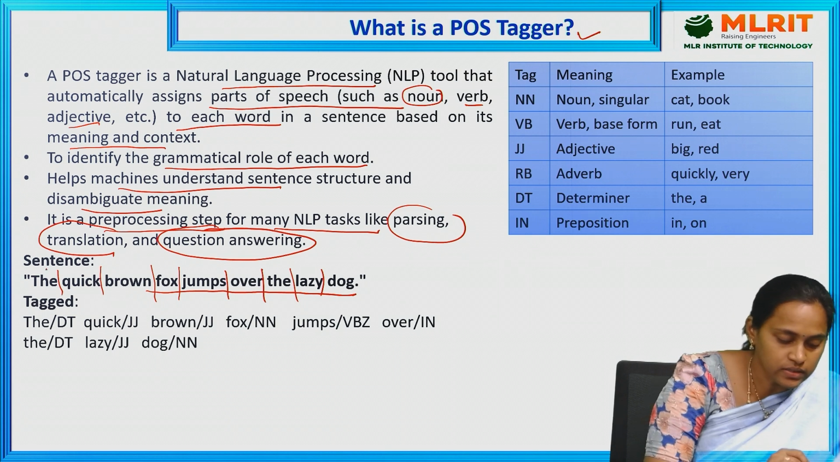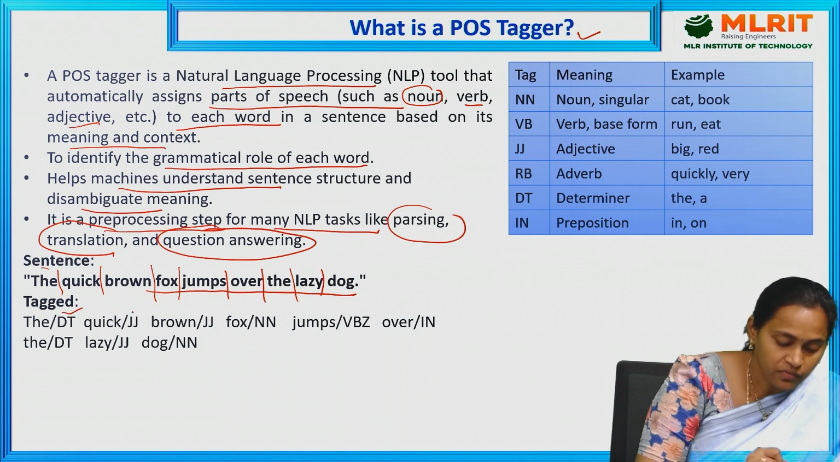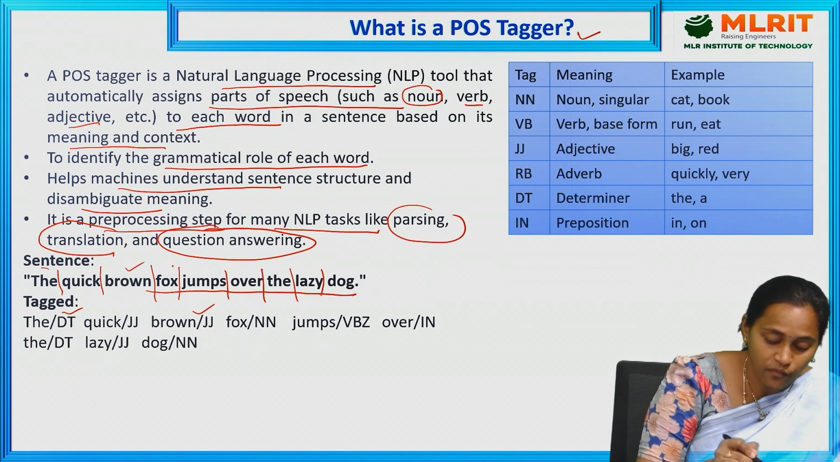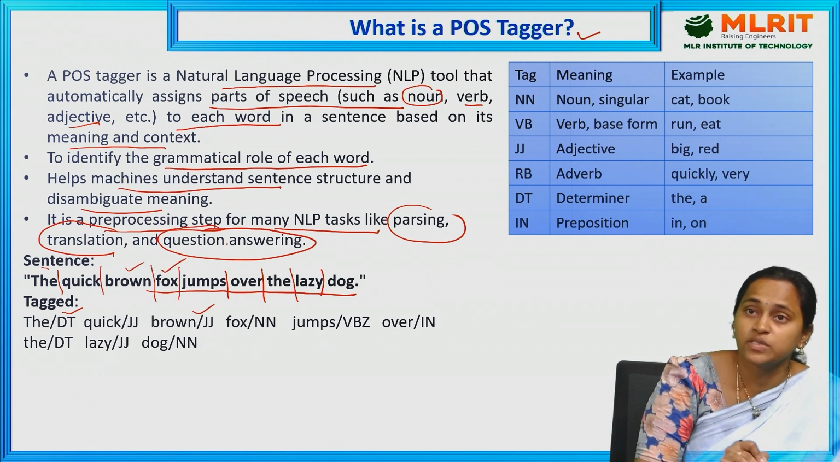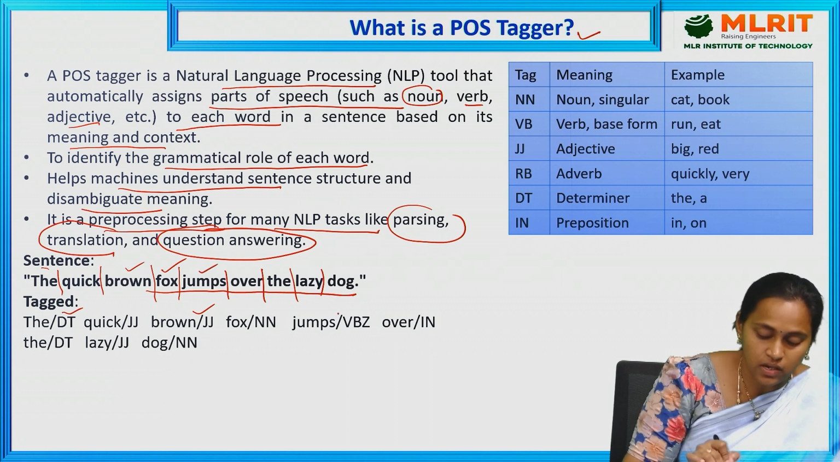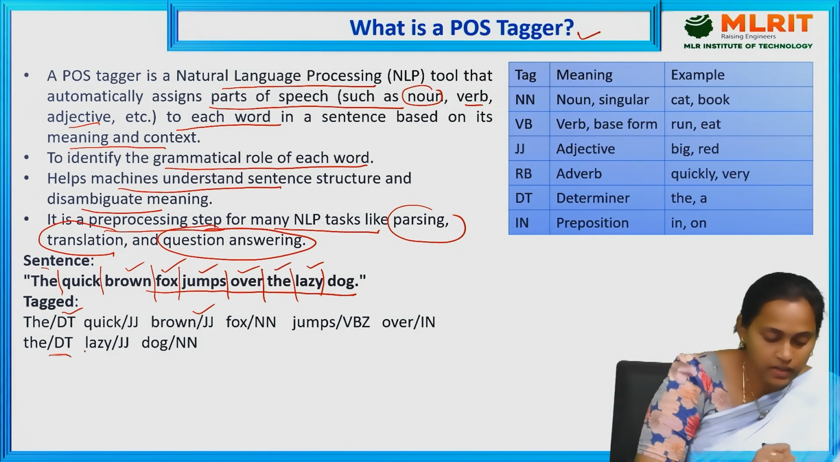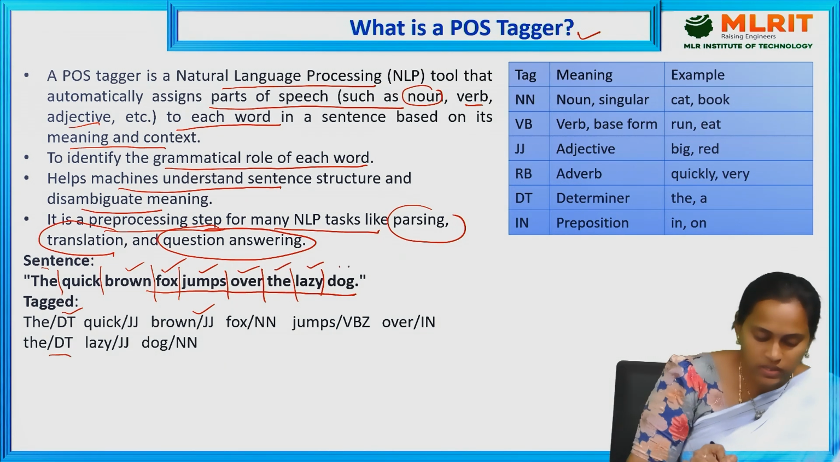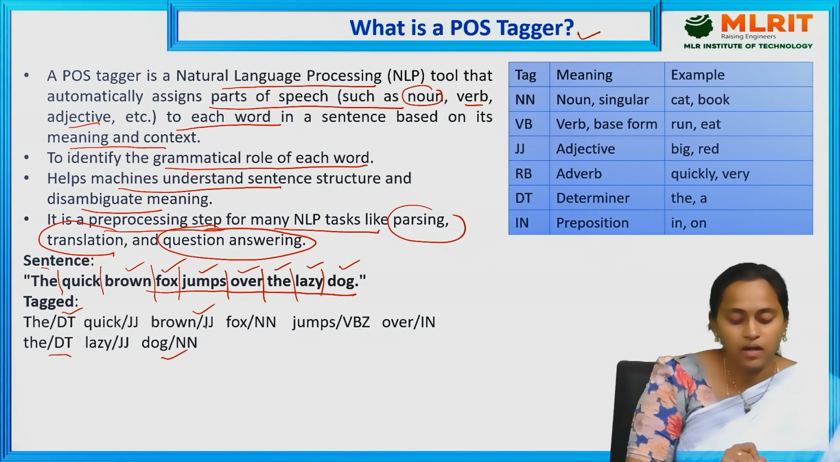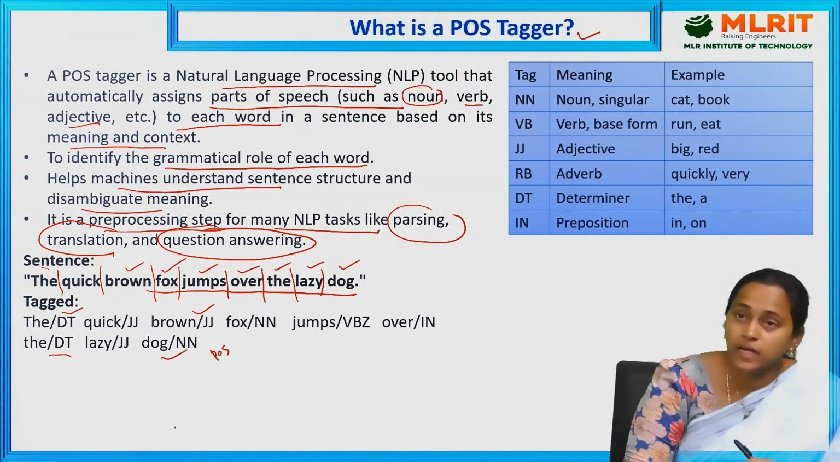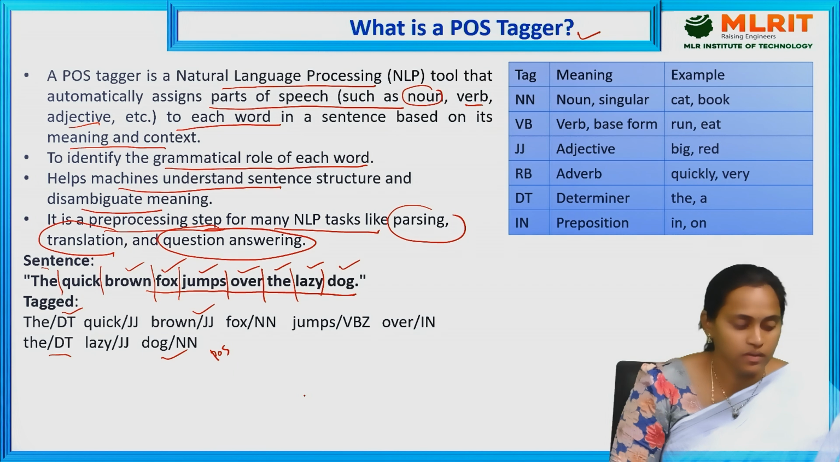See here, the is a determiner, quick is an adjective, brown is an adjective. Fox is a noun; according to the surrounding words, fox is a noun here. Jumps is a verb. Over is a preposition. The is a determiner, lazy is an adjective, dog is a noun. This is how POS taggers work. We are assigning the POS to the sentence, right? This is a basic example.